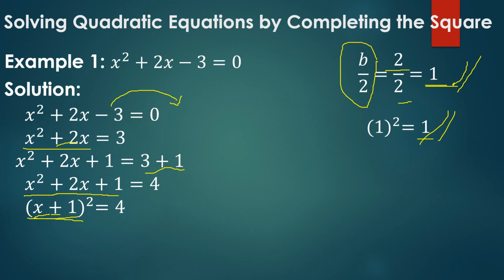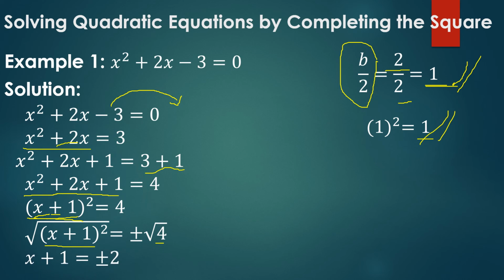Now, we have to proceed to step 5, extracting square roots. We are going to take the square root of both sides of the equation. So we have square root of x plus 1 quantity square is equal to the positive and negative square root of 4. By simplifying, what is the square root of x plus 1 quantity square? That is x plus 1. How about positive 4? What is the square root of positive 4? That is positive 2. So we have x plus 1 is equal to positive and negative 2.